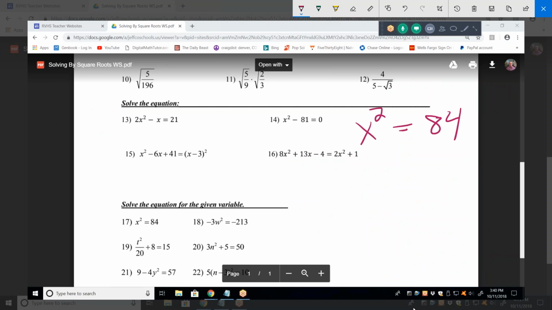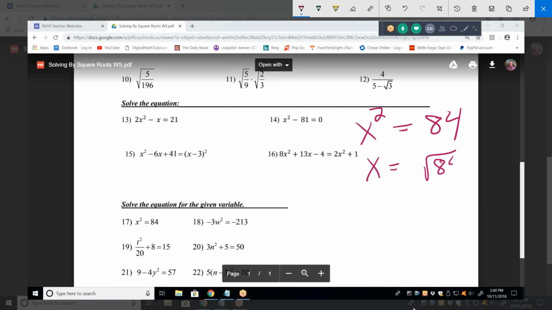I got an x squared term. I don't have an x term. And I got a number. What's the best way to solve this? Well, 84 isn't a perfect square, is it? Nope. So I can still maybe simplify it. But what's the first step? What's x equal to? The square root of 84.